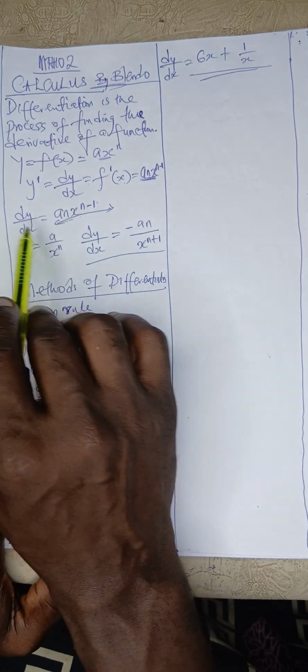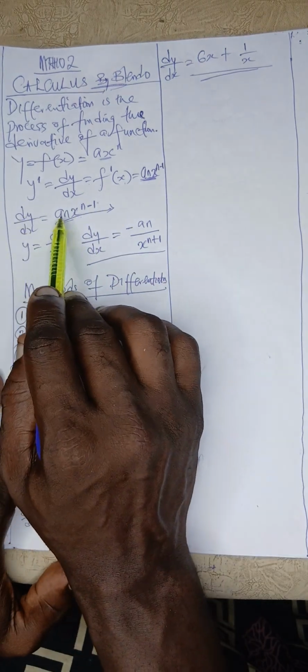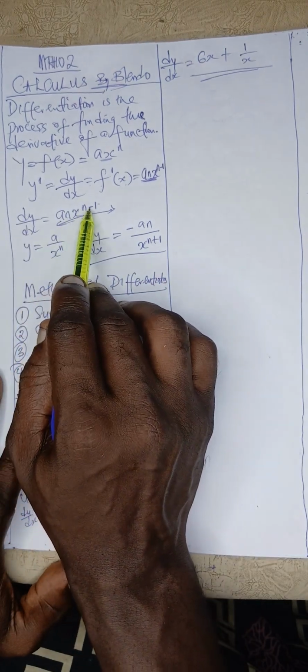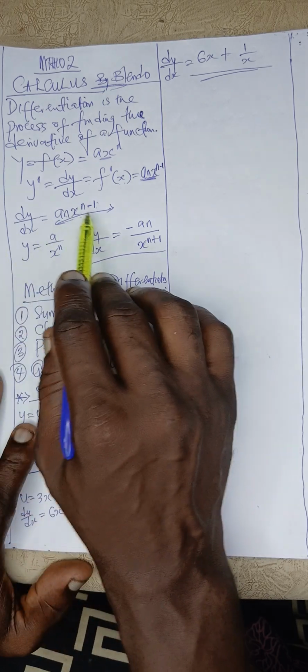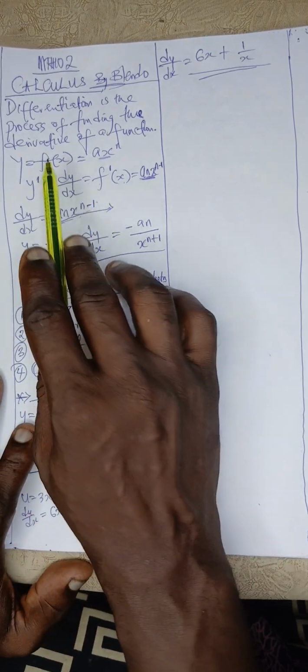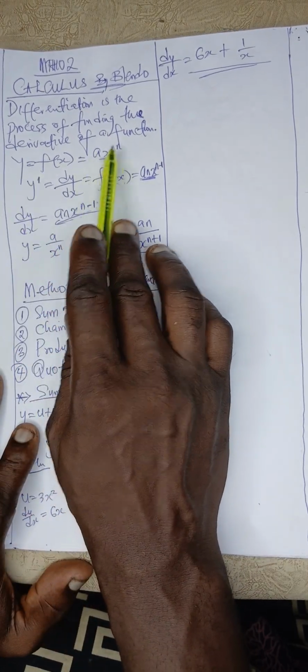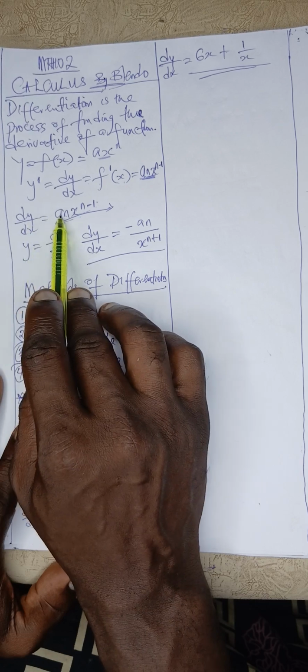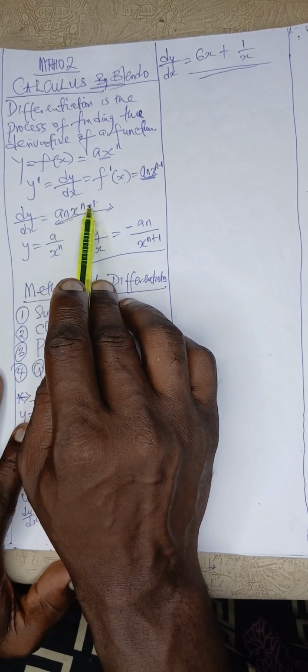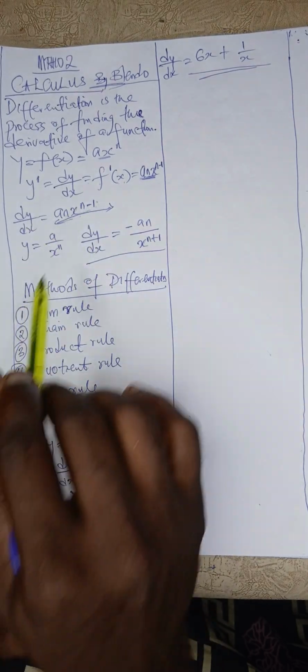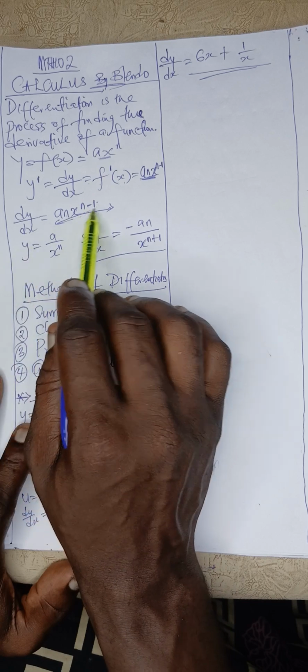So let's write it so it is clear. dy/dx is equal to a n x^(n-1). So anytime you are asked to differentiate, follow this process. If you're given y equal to a x^n, then the answer will be a n x^(n-1). Okay? Now, this is called the power rule.